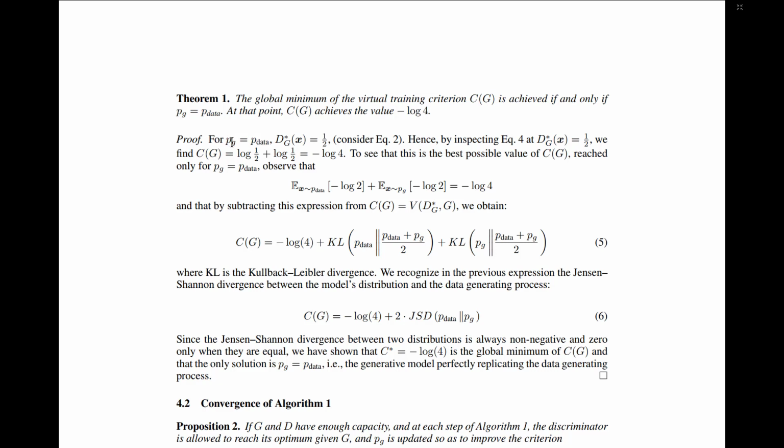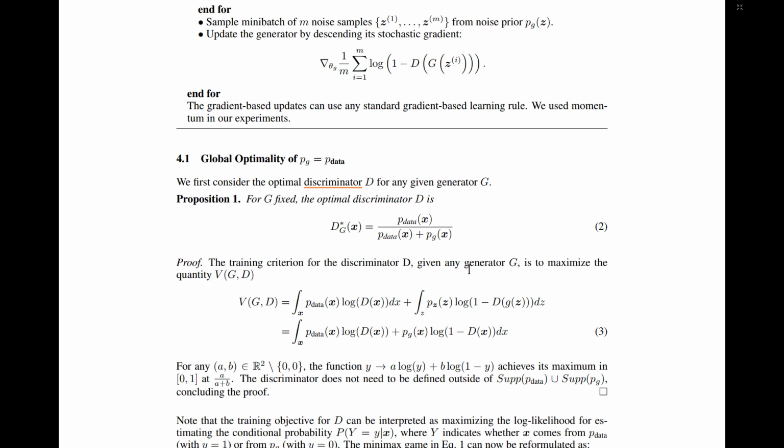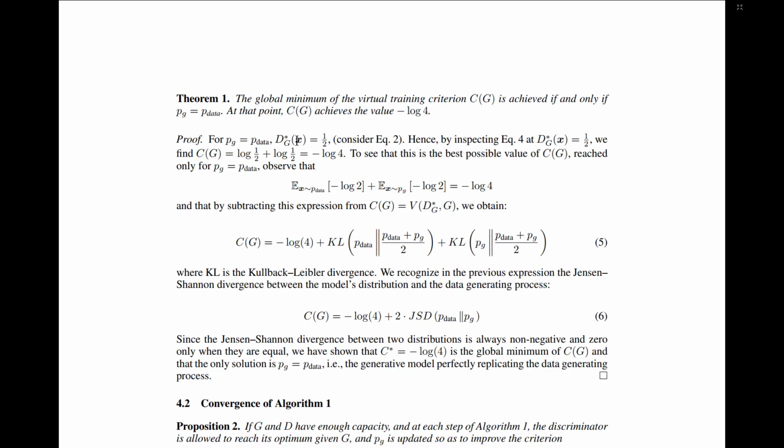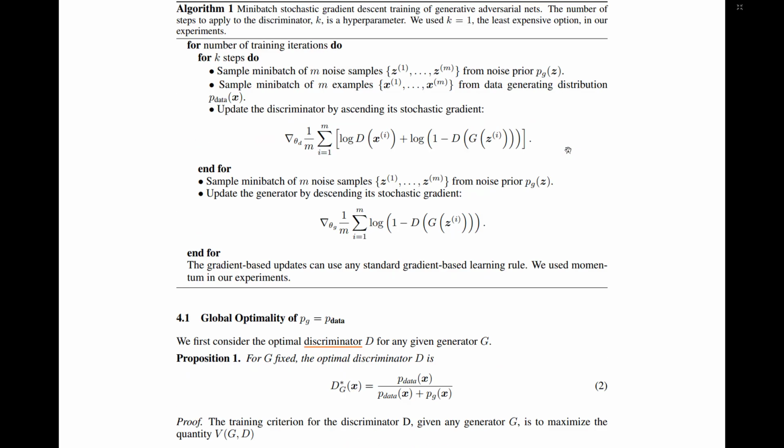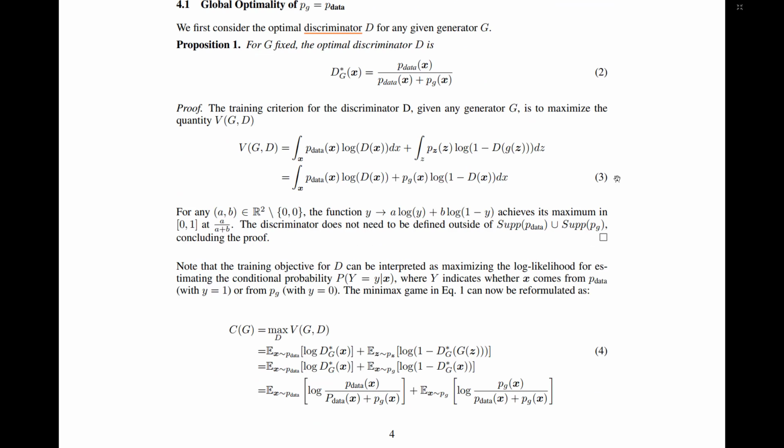We see that pg equals p data when the D star equals a half. Now, if we take a look at this equation right here, we see that when p data equals pg, so let's suppose p data equals pg, we have pg divided by pg plus pg, and obviously that's pg divided by 2pg, and that's a half. So that's exactly why this is set right here. And hence, by inspecting equation 4, that is taking this equation right here and replacing this with a half, we see clearly that we have the log of a half plus the log of a half.